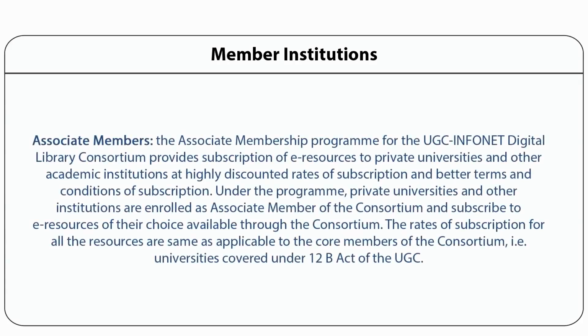Associate members. The associate membership of the UGC-INFONET Digital Library Consortium provides subscription to e-resources to private universities and other academic institutions at highly discounted rates of subscription and better terms and conditions for subscription. Under the program, private universities and other institutions are enrolled as associate members of the consortium, and they subscribe to the resources of their choice through the consortium. The rates of subscription for all these associate members are the same as applicable to the universities covered under 12B Act of UGC. Selection of e-resources.